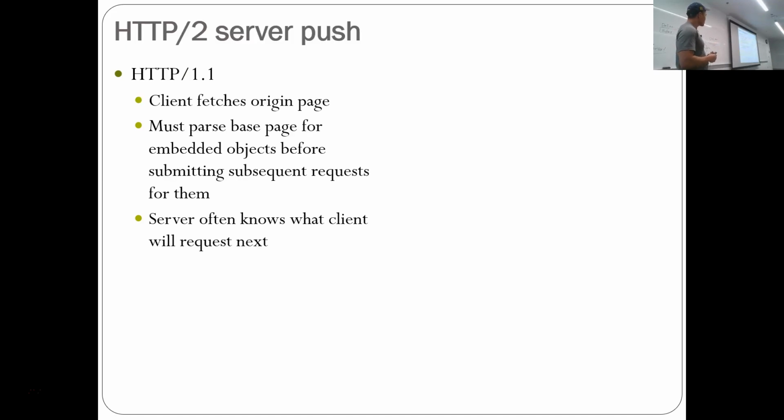The other thing that's being used is server push. One of the things with HTTP 1.1 is that the client has to fetch the origin page, go there and parse the HTML, and then when it realizes it needs an embedded object, it has to make that request. The server already knows what embedded objects that client's going to need. So why isn't the server doing anything? Like the server could be pushing me the embedded object.